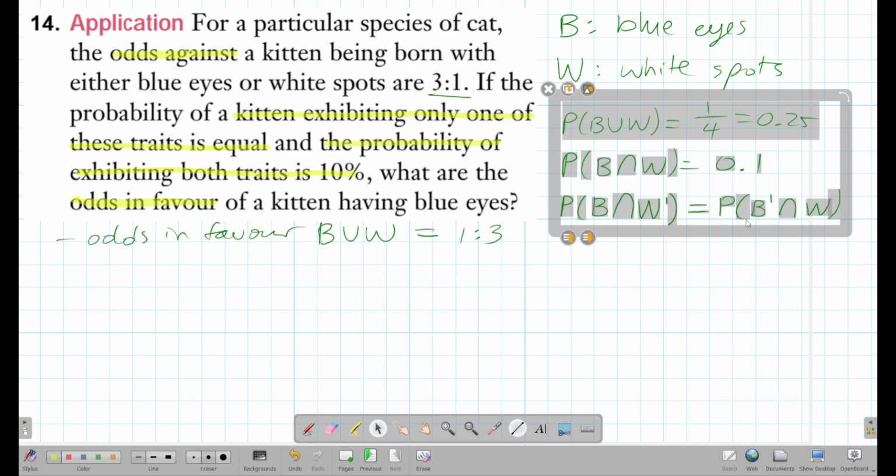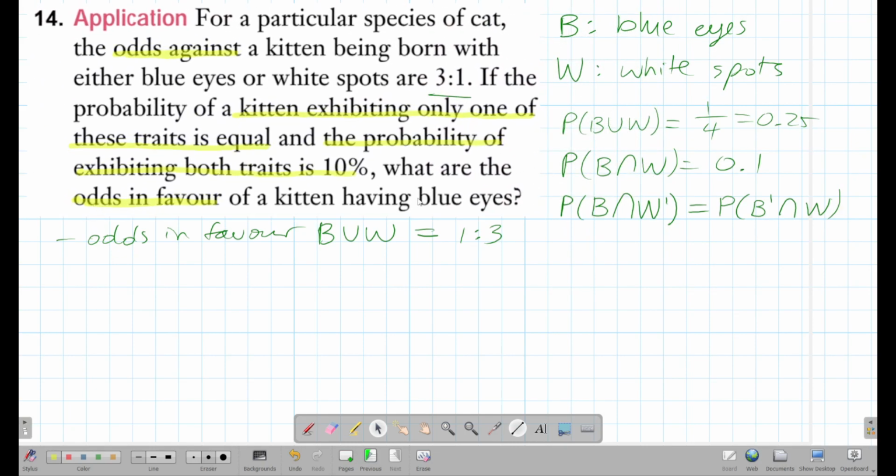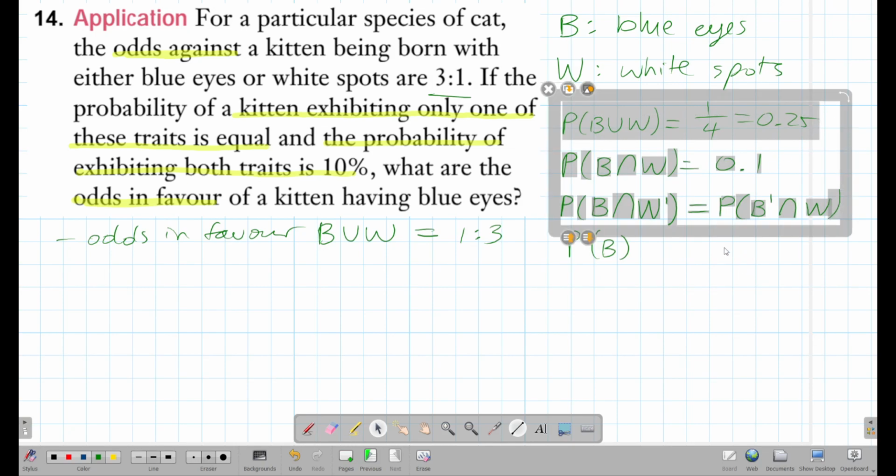So we have our three equations here. We picked them out of what the question is telling us, and then it's asking us for odds in favor of a kitten having blue eyes. So to get odds in favor, we need the probability of blue eyes, because if we have the probability, we can turn probability into odds.